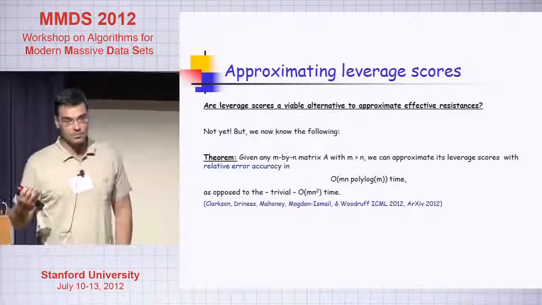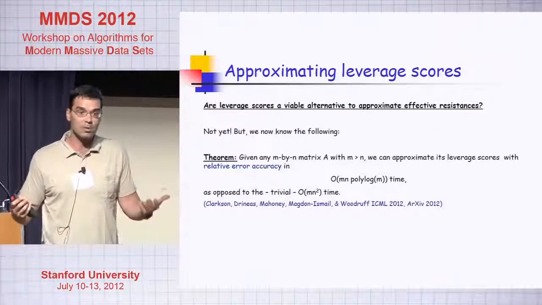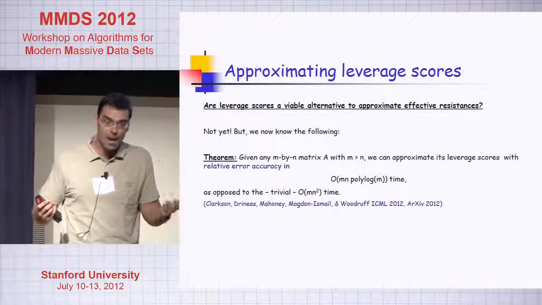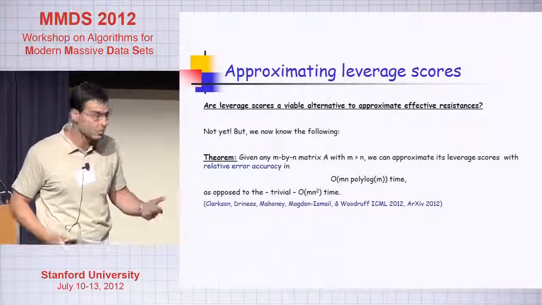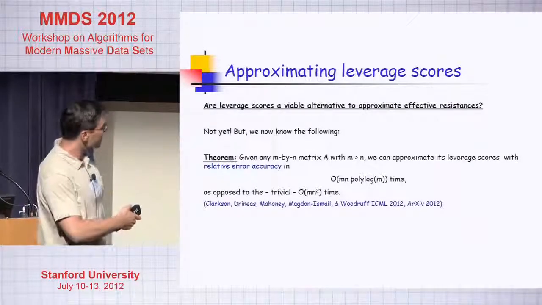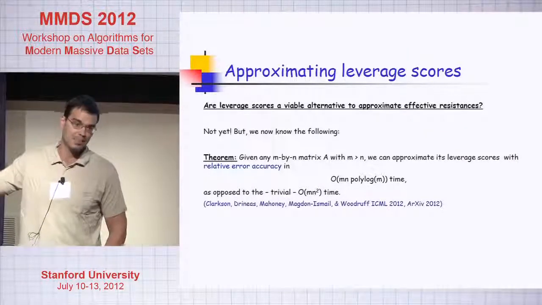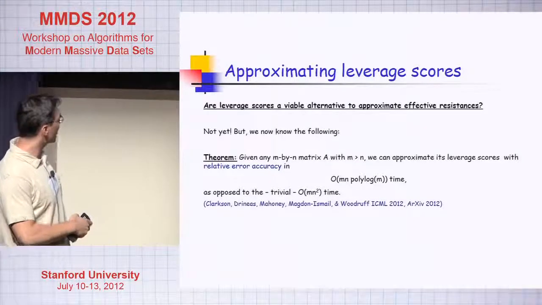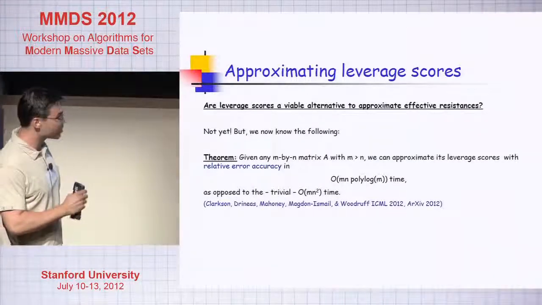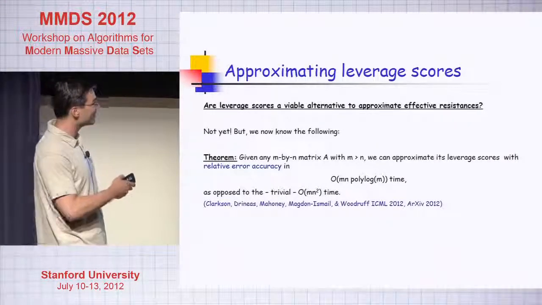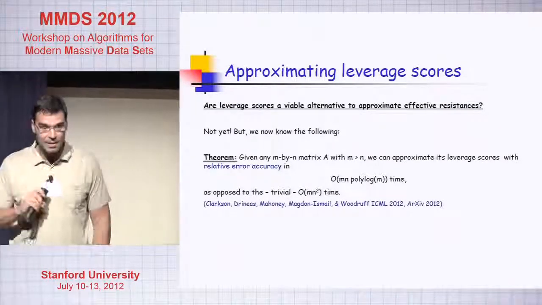An alternative way of working around this problem: I just told you that effective resistances are equivalent to leverage scores. Can we approximate the leverage scores and sample with respect to those? Of course we could, but how fast can we approximate leverage scores? The original algorithm was basically, in this m by n setting, m n squared. This is useless. You can solve the system exactly in that much time. Along with a number of collaborators, Ken Clarkson, David Woodruff, Michael Mahoney, and Malik Magdon-Ismail, we gave an algorithm which, for an arbitrary m by n matrix, can approximate leverage scores in time order m n and polylogarithmic factors. So it's better than the obvious.